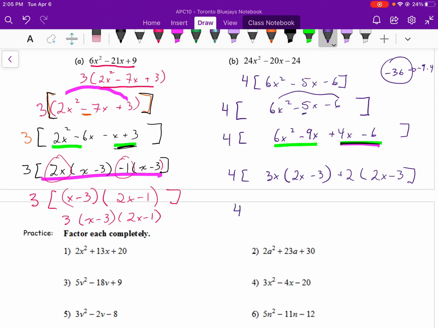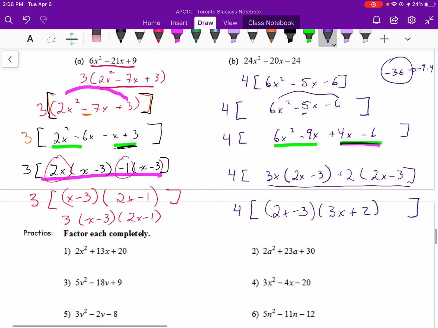So now I have 4 times. And I'm just going to look at this. I'm going to factor out 2x minus 3. My factors are 2x minus 3 and 3x plus 2. So factoring this completely is 4 times 2x minus 3 times 3x plus 2.